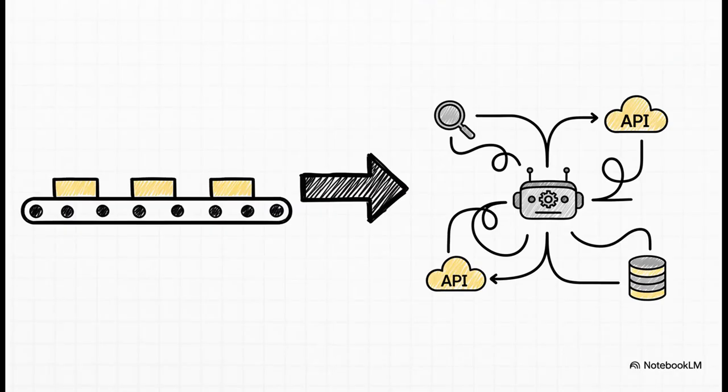So the shift here is profound. We're moving away from that simple, fixed assembly line to a dynamic system that actually thinks. The AI is no longer just a passive retriever of information, it's an active researcher, one that's capable of strategizing and changing its approach based on how tough your question is.